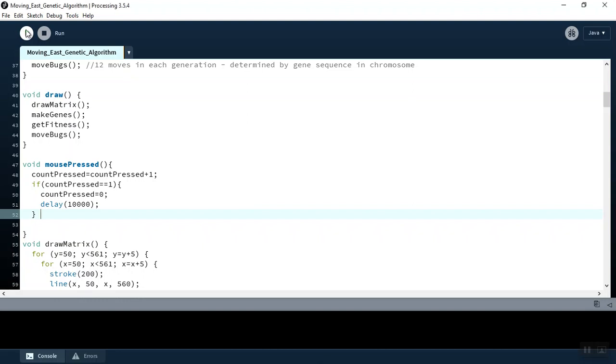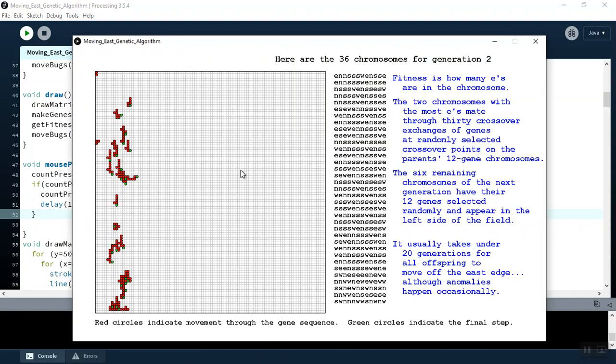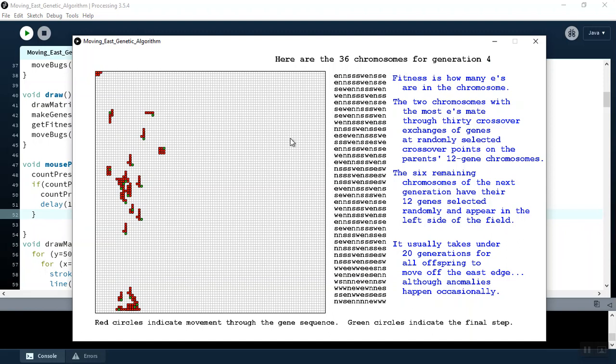I built 10-second delays into it that I can generate by clicking. So I'm going to click for a 10-second delay and explain something. First of all, there are 36 chromosomes, or you might think of those as individuals, each of which has 12 genes. Each gene is randomly chosen from four different directions: north, east, west, or south. That's what the N, S, W, and E stand for. So we have 36 organisms produced randomly, with their genes produced randomly.